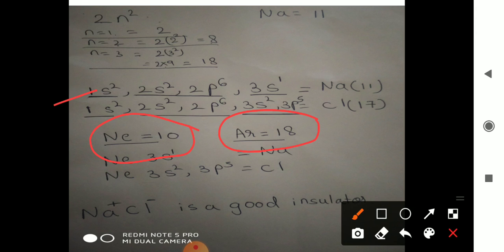So Na plus and Cl minus is a good insulator. Why I am referring to it as a good insulator is that there are no free electrons at all. In the case of sodium, the outermost shell can occupy 8 electrons and those 8 electrons are present. In the case of chlorine also we have 8 electrons in the outermost shell. There are no free electrons at all for conduction purposes. Conduction is only possible when we have free electrons, and a flow of electrons is nothing but a current. Here there are no free electrons at all, so it is a good insulator.